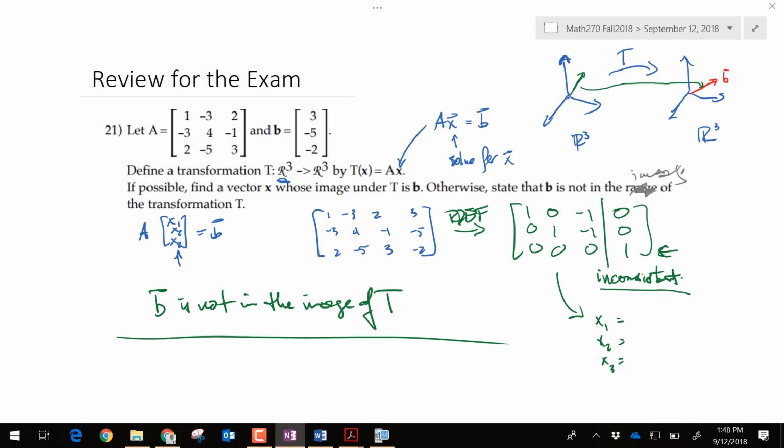If that's the case, then this transformation is not technically a function, but that could happen. Yeah, that could happen like a projection. You would have a whole bunch of vectors that would go into one other vector in the output. So yeah, that's possible.